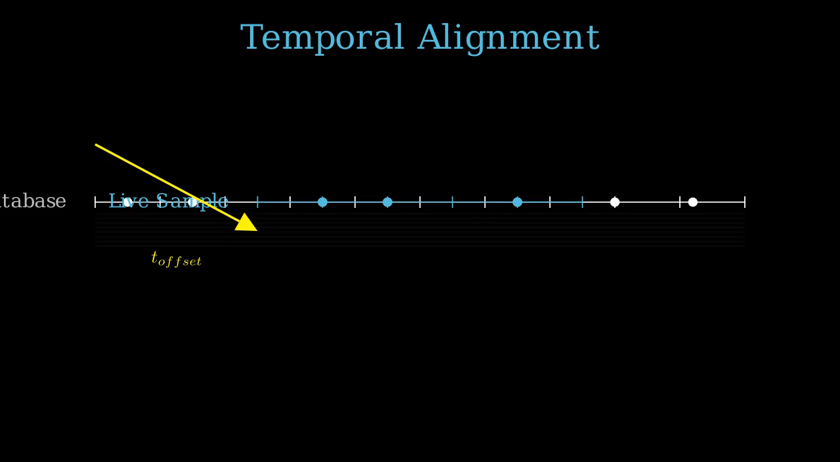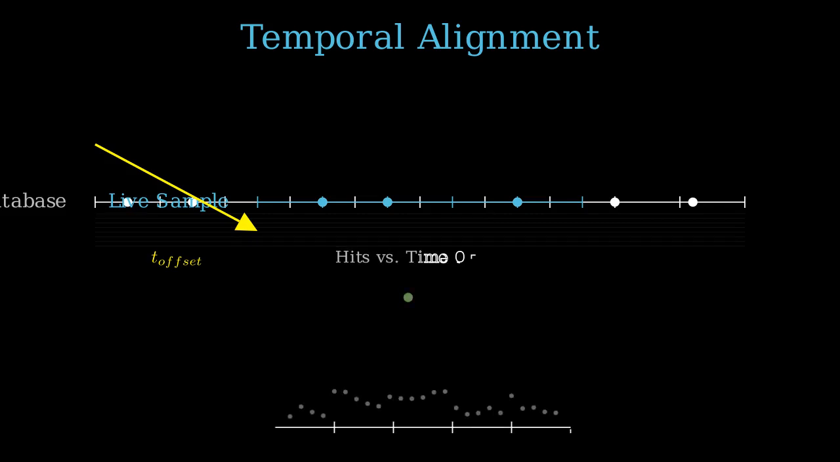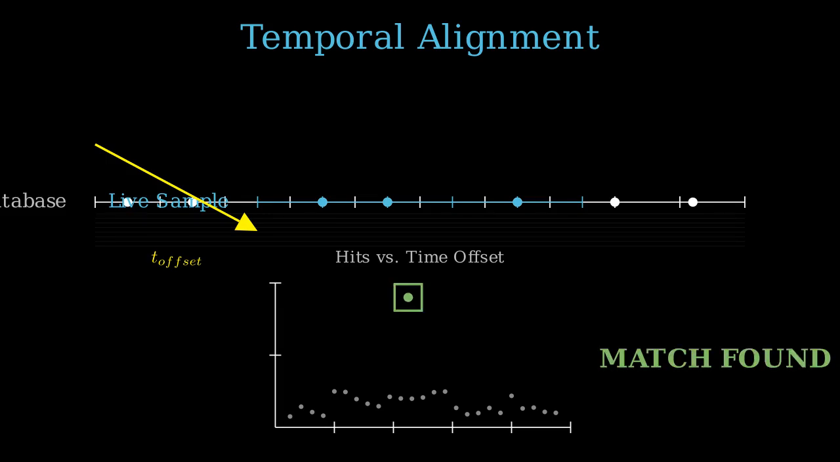When a significant number of these hits line up perfectly on a timeline, the algorithm confirms a match with near certainty. This temporal alignment is why the app can identify a song even if you start recording in the middle of a bridge or at the very end of a chorus.